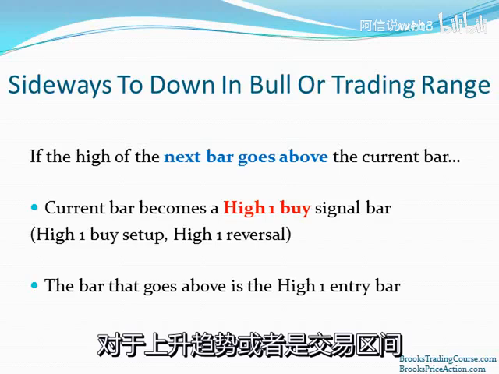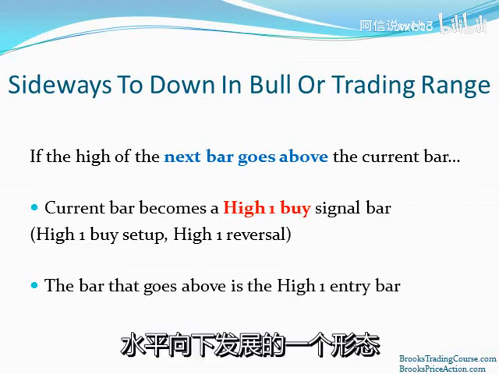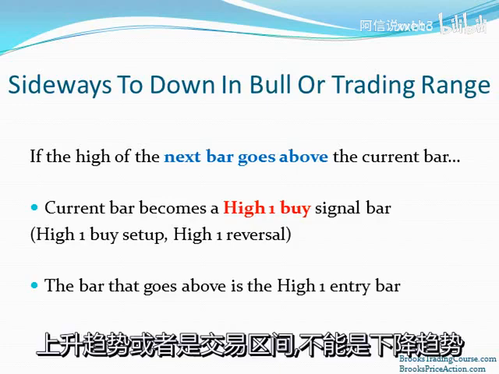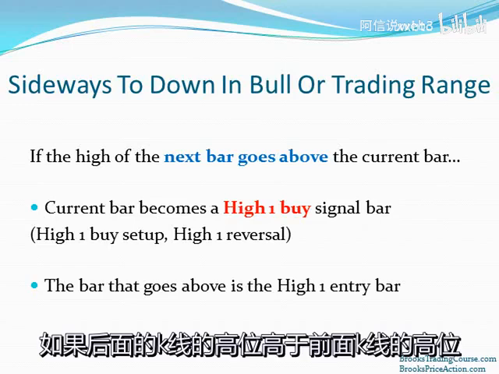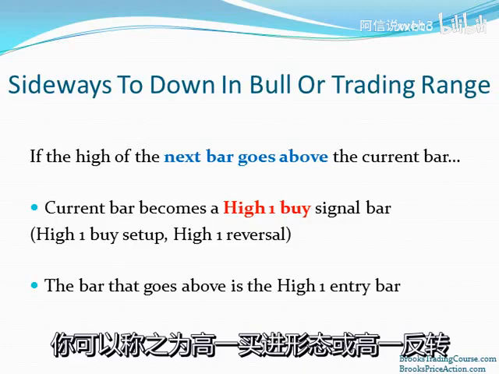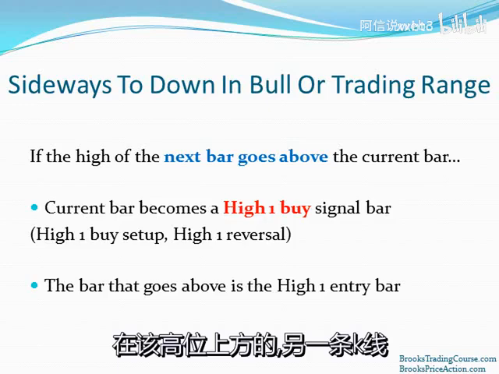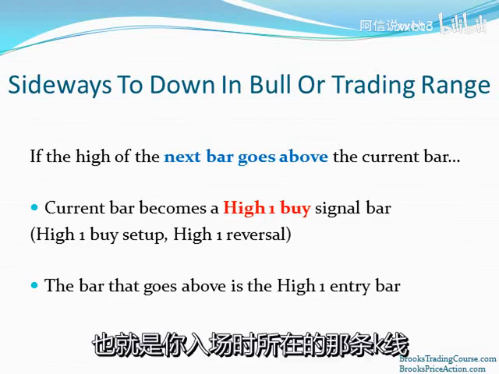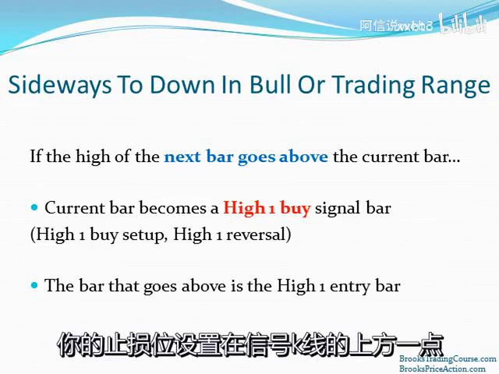In a sideways to down market in either a bull trend or a trading range, not a bear trend, if the high of the next bar goes above the high of the current bar, the current bar becomes a high 1 buy signal bar. You can call it a high 1 buy setup or a high 1 reversal. The bar that goes above the high is the high 1 entry bar. That would be the bar in which you enter the trade. You'd place a buy stop 1 tick above the high of the signal bar.